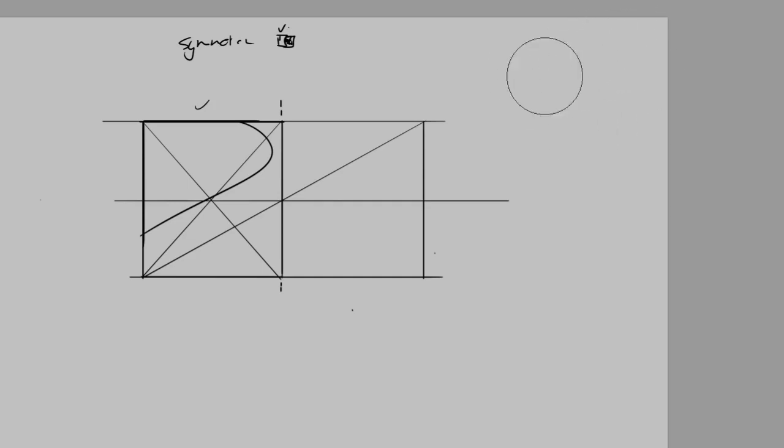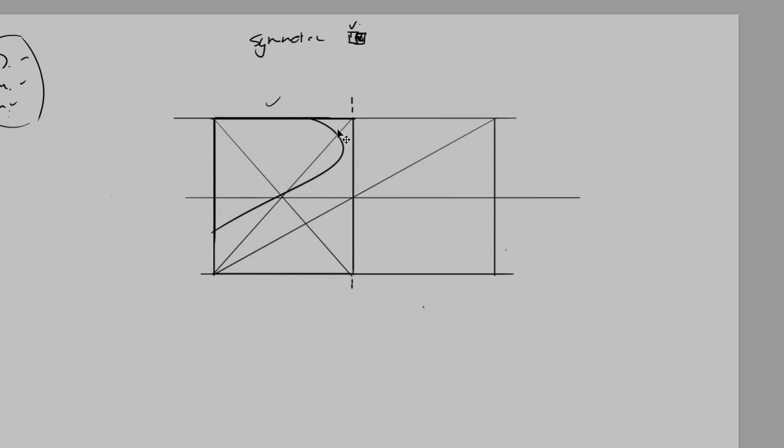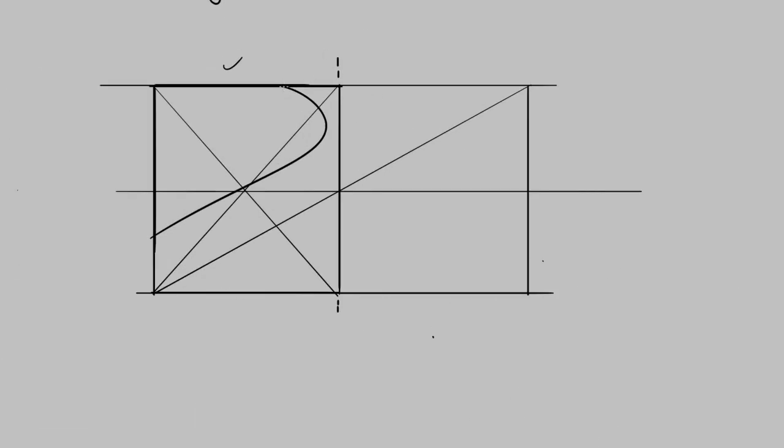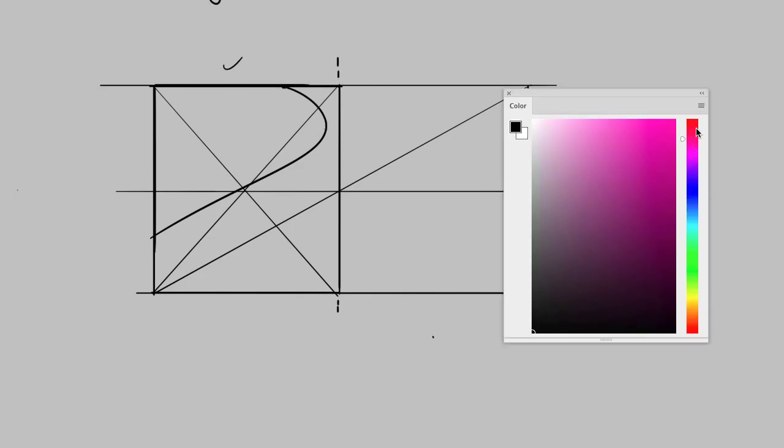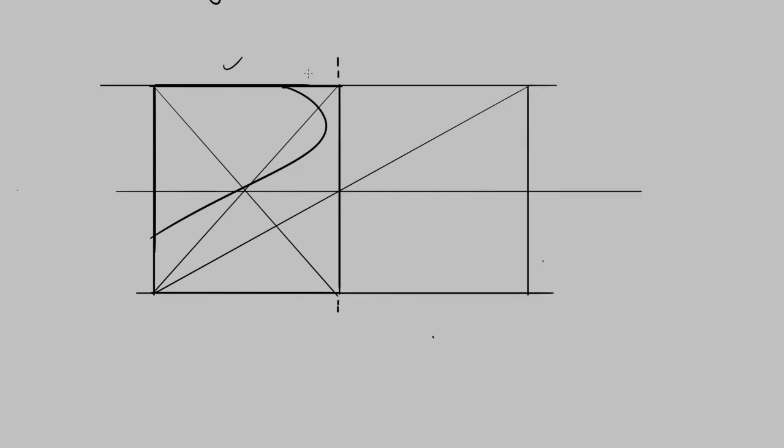So I'm going to start at the top and I'm going to see, oh man, okay, so I've got a point here and this is where my curve starts actually. So how am I going to take this line, this point, which is there, and transfer it to this side?